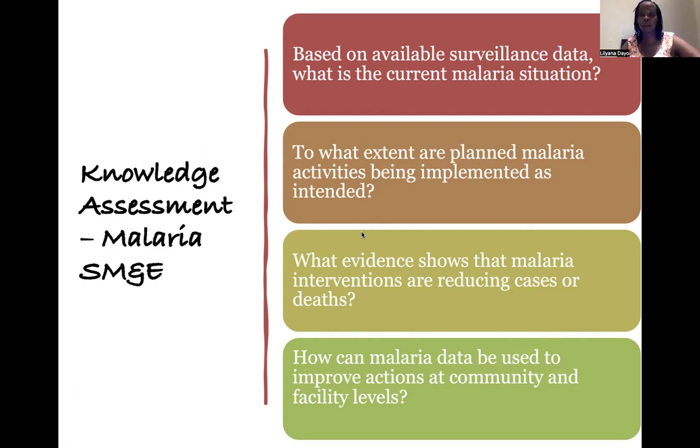So on knowledge assessment, based on available surveillance data, what is the current situation of malaria at wherever place you are? To what extent are malaria activities implemented as intended? And what evidence shows that malaria interventions are reducing cases or deaths? Lastly, how can malaria data be used to improve actions at the community level?